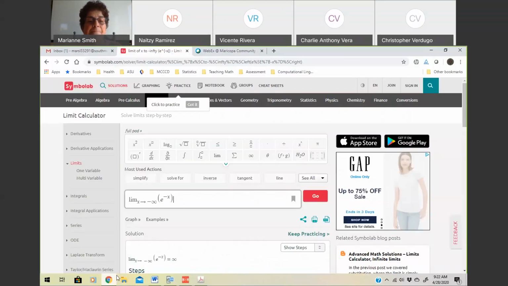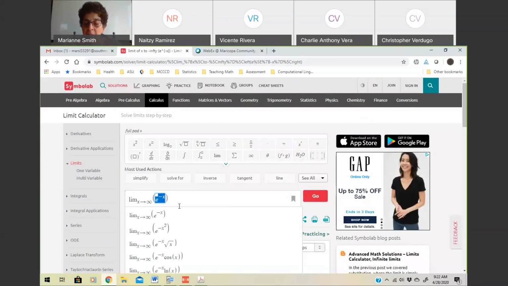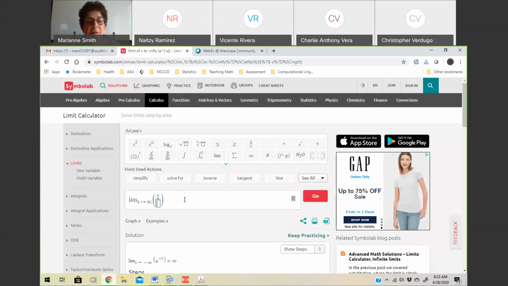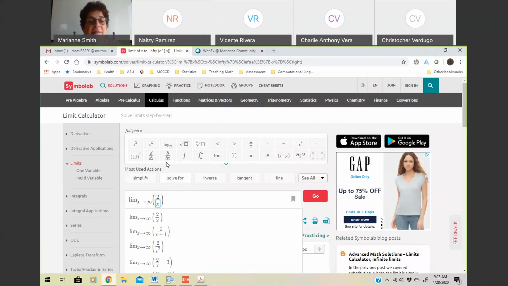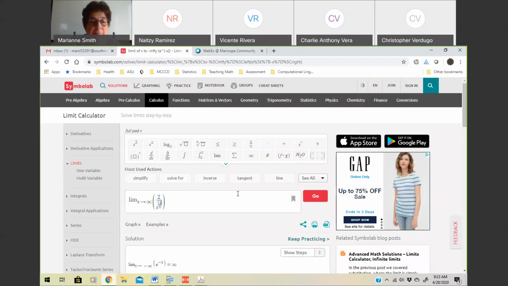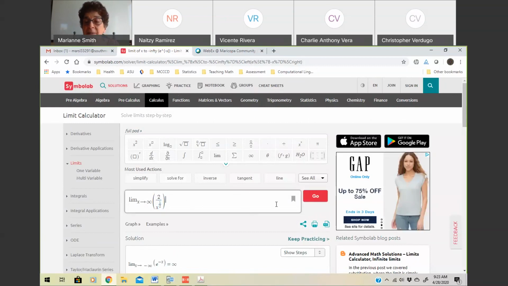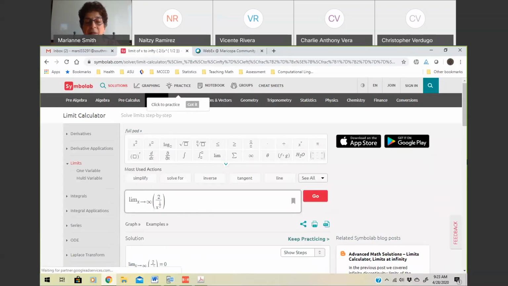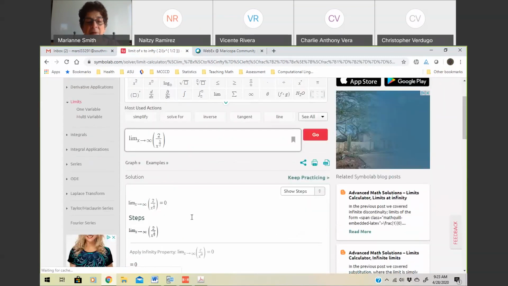Let me go over there. It's going to be as x approaches infinity. So I want a fraction, and that's 2 over x to the 1 half. Everybody good with that? That's that expression. Instead of b, I'm using x because that's what Symbolab uses as its variable. I'm just going to evaluate it. And you can see it evaluated to 0.